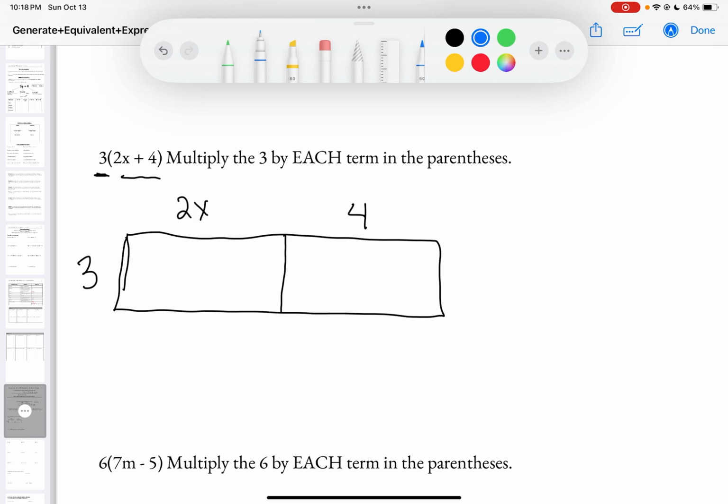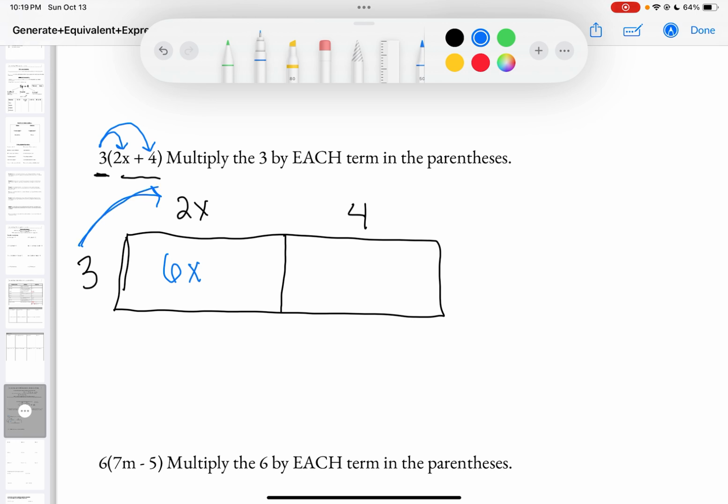So think of it as this 3 wants to multiply to the 2x, and it also wants to multiply to the 4. It is multiplying by both of those, and then they will add together at the end. You'll take the sum of it. So I'm going to start with my 3 times 2x, which will give me 6x. I will multiply the coefficient by the constant, and then I will keep the x the same. The x does not change, so that will become 6x.